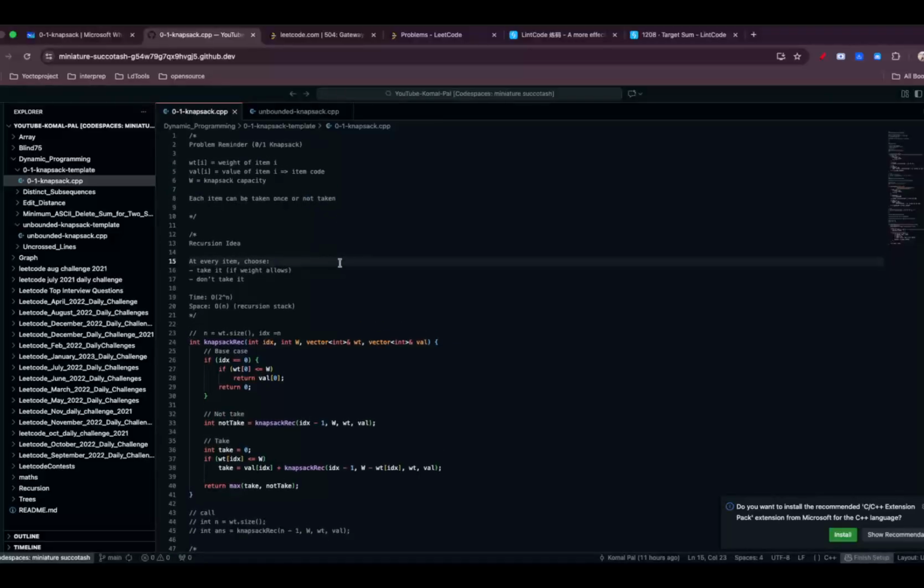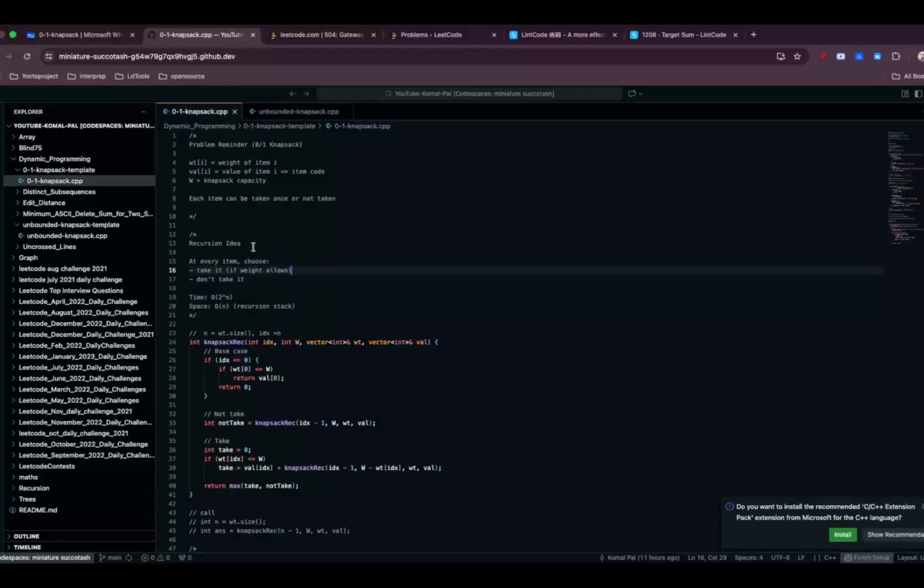Now, before we go ahead with the code, anyhow, it is inclusion and exclusion, as I had told you, and how the recursion tree will look, you guys already know. So yes, we can then go ahead with the code.